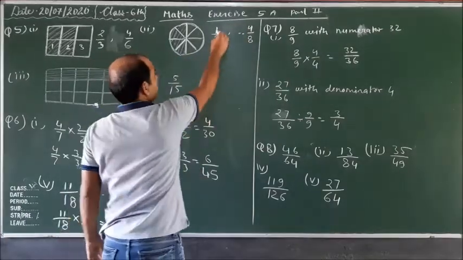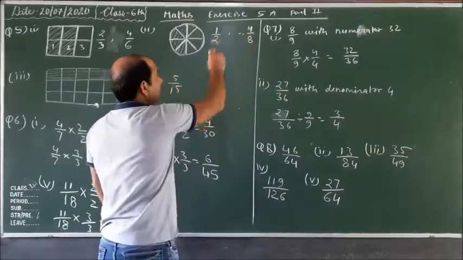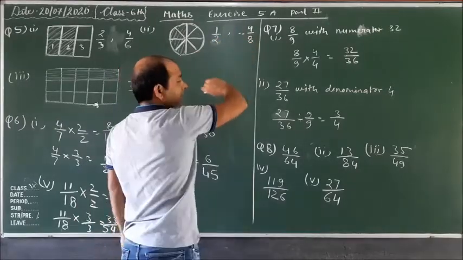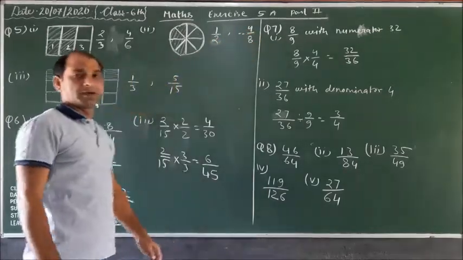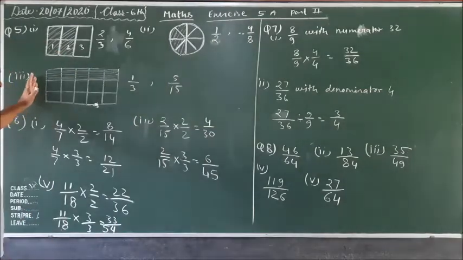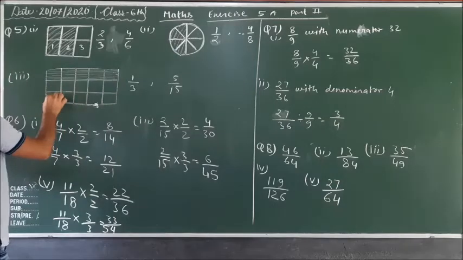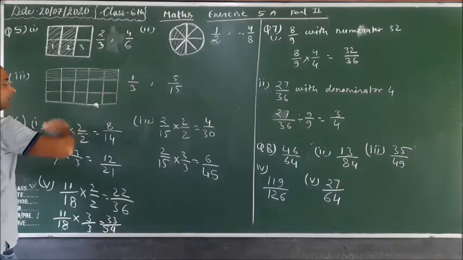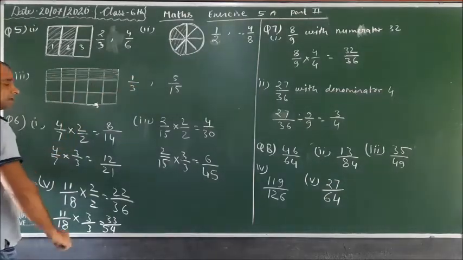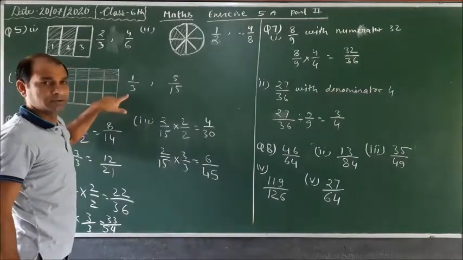Now check here. 1 multiplied by 4 equals 4 and 2 multiplied by 4 equals 8, so 4 upon 8 is the equivalent fraction. Now in the third figure, we distribute into 3 parts: 1, 2, 3. So we write 3, and 1 part is shaded, so we write 1 upon 3.